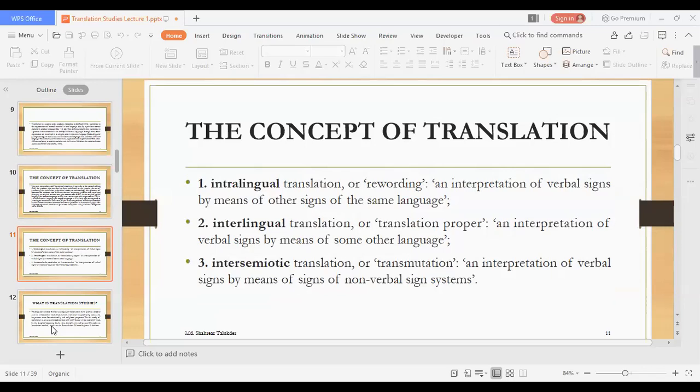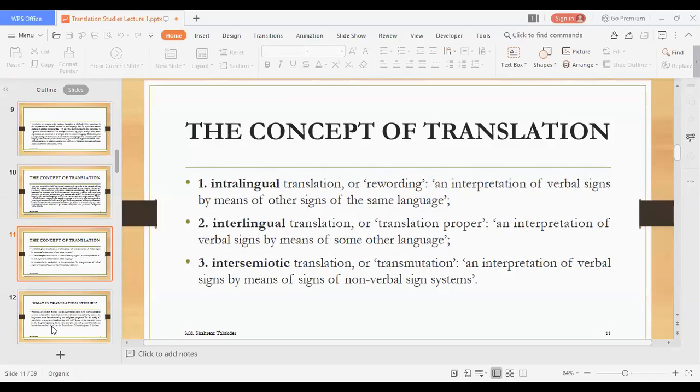So rewording means from Bengali to Bengali, sometimes we might need to translate within the language. From verbal signs by means of other signs. So instead of verbal signs, you may have to translate into other kinds of signs. It's not all the time that verbal translation is there. There are some other translations also possible. For example, have you seen sign language? Yes, sir. And also for the blind people, we have Braille, right? Yes, sir. For the blind people, for the deaf people, they have different kinds of linguistic systems. So it means from within the language, from one system to another system, okay?